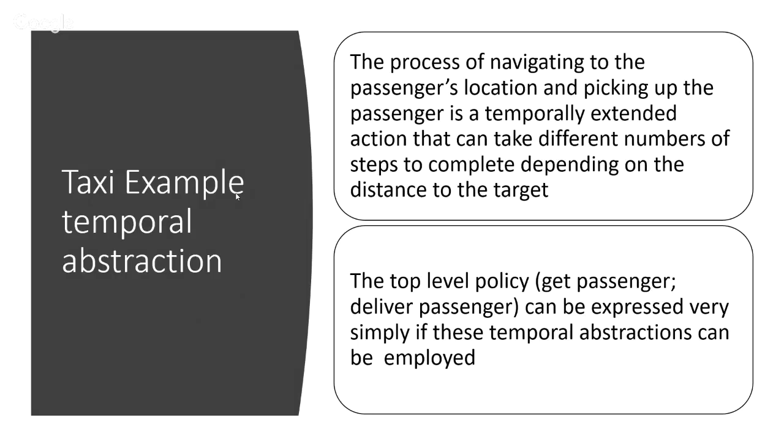So, temporal abstraction. The process of navigating to the passenger's location and picking up the passenger is a temporally extended action that can take different numbers of steps to complete depending on the distance to the target. So, it may be different each time because of the randomness. It's not going to be identical every time. It will change. The passenger will be in a different location when it starts to get to it. So, you have to think about that. The top level policy, get passenger and deliver passenger, can be expressed very simply if temporal abstraction can be employed.